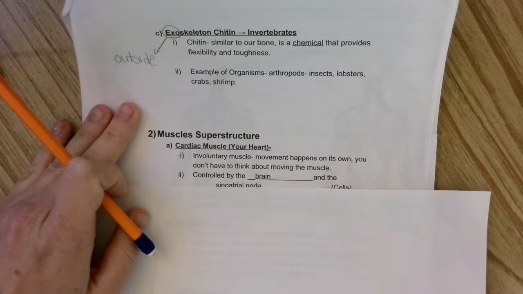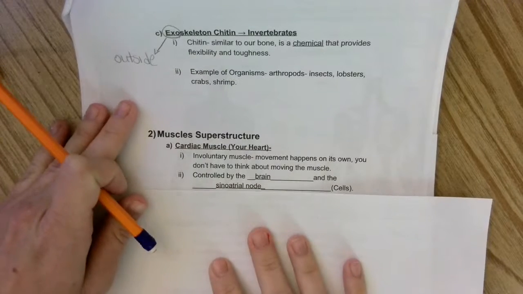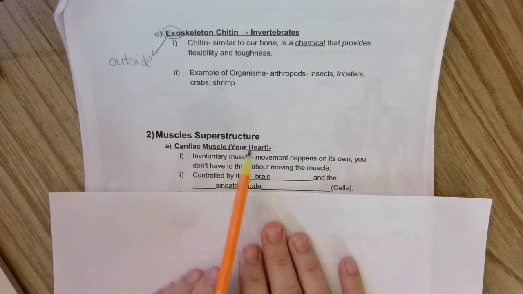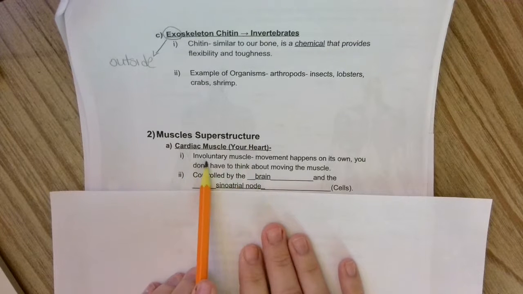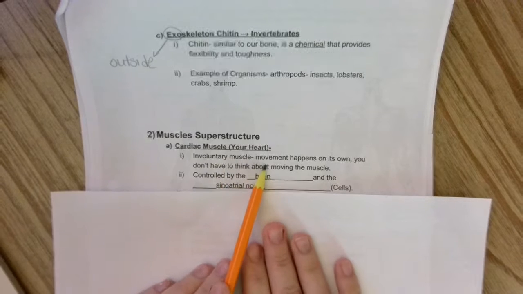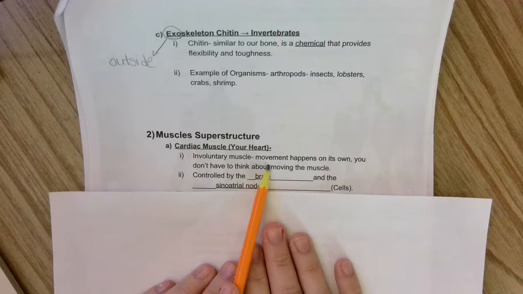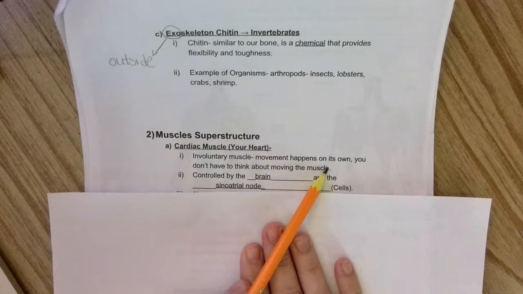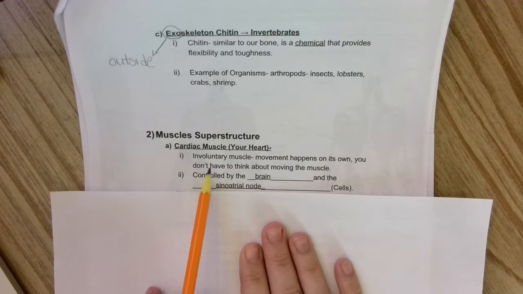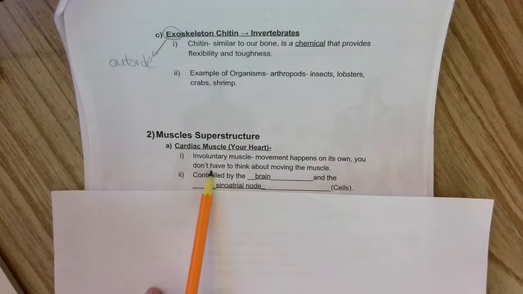three main muscles that we're going to talk about. The first is cardiac muscle, which is literally just your heart. It's just a fancy term to represent your heart, and your heart is actually going to be an involuntary muscle, which means that you don't actually have to think for it to move. The movement happens completely on its own, which is a good thing, because if we had to think about how many times our heart needs to beat in a minute, then we probably wouldn't get anything else done. So our heart is going to be moving all on its own. We don't have to think about it.